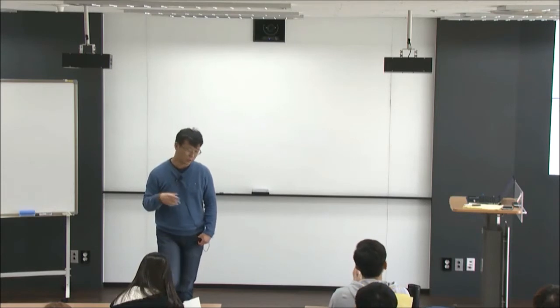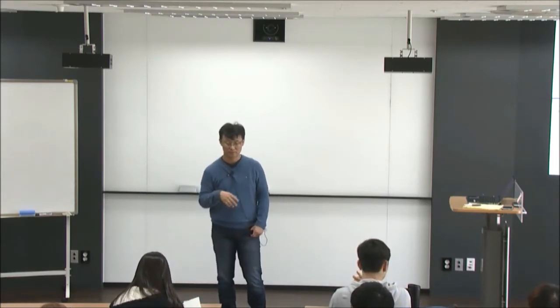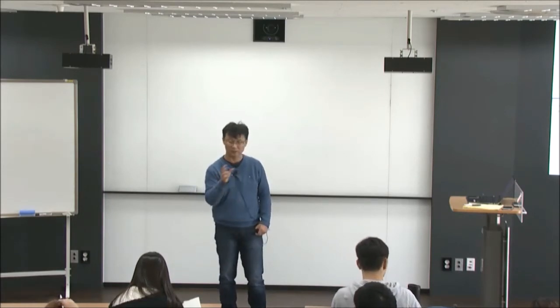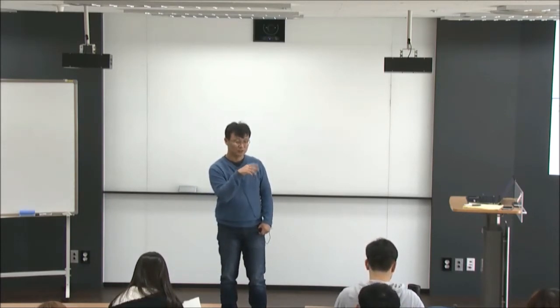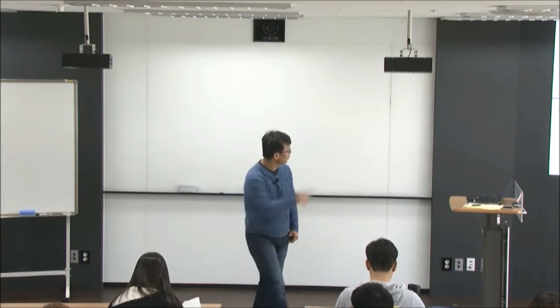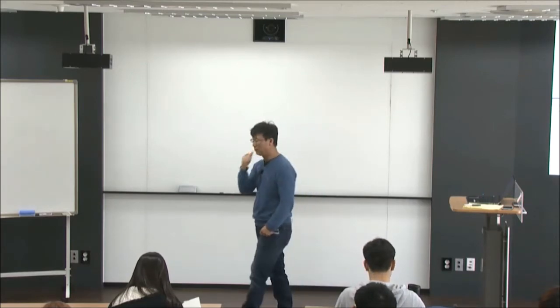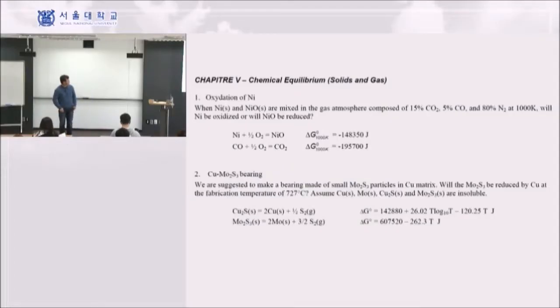Okay, so now let's use those equations and concepts for real application examples. This is chapter 5 of your homework exercise. Let's look at question number 1. I think even in the first one there's a mistake in the spelling: oxidation of the nickel.